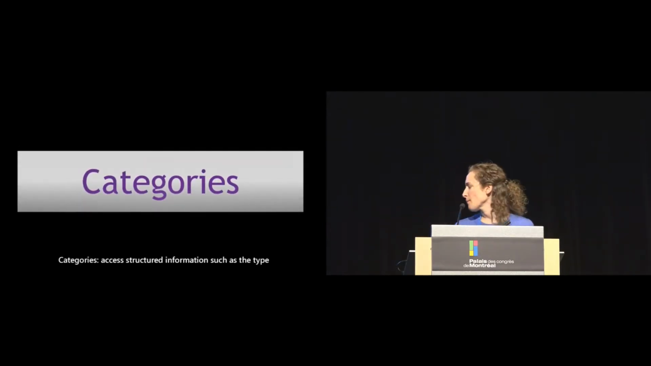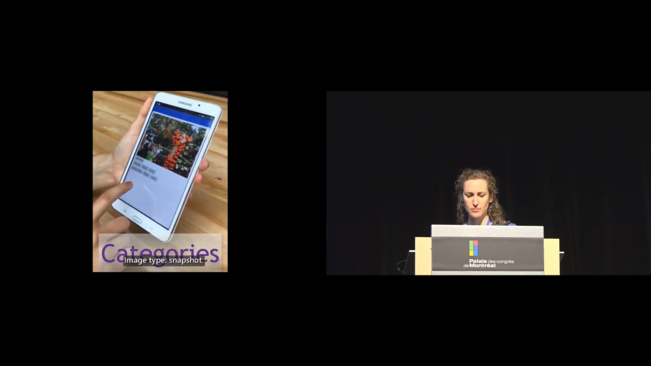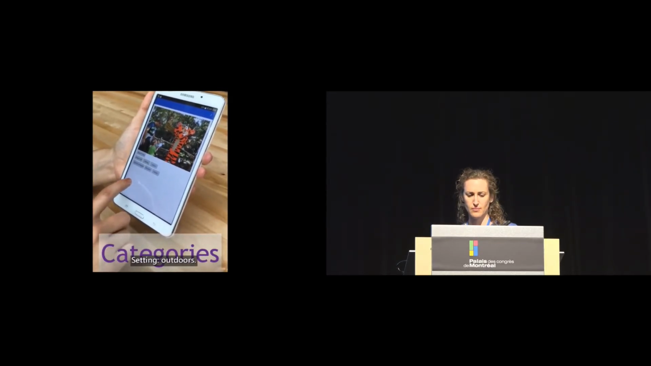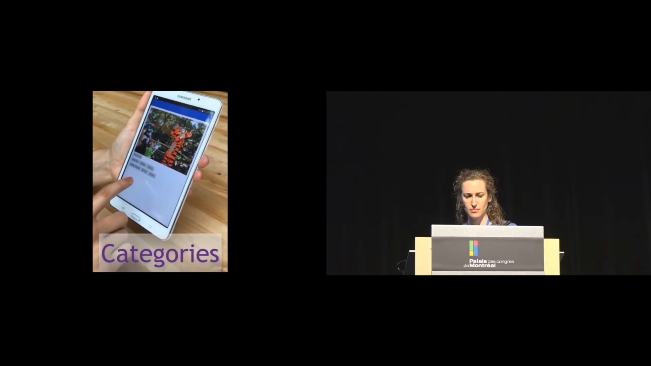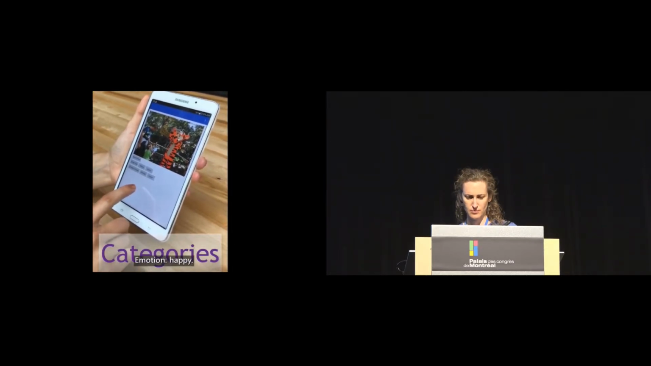Categories. Access structured information such as the type of image, the setting of the image, the number of people in the image. She taps the touch screen again. Image type snapshot. She swipes her finger across it. Setting outdoors. Action signing autograph. She taps and swipes for more information. 3 people. Emotion happy. No humor.